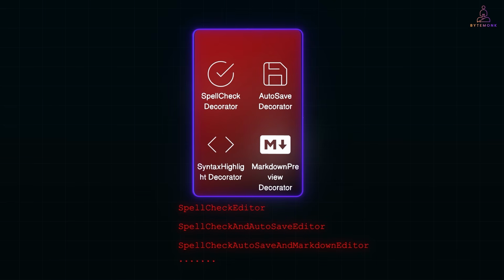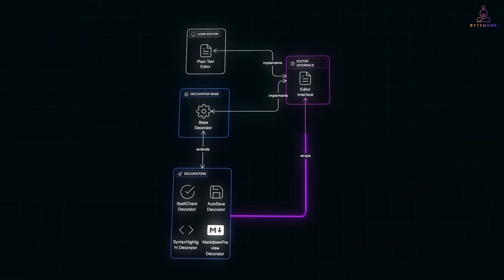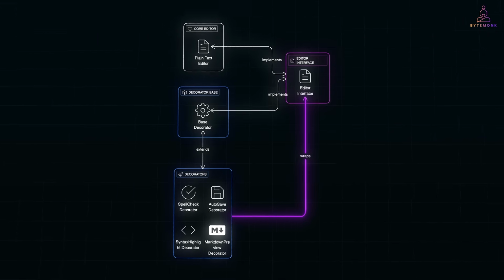And that's not scalable. The decorator pattern solves this by letting you wrap your base object with extra functionality, without changing its original code or using deep inheritance trees. You just build small, focused decorators, each adding a specific feature, and stack them however you want at runtime. It gives you flexibility without altering the original object or exploding your class hierarchy.